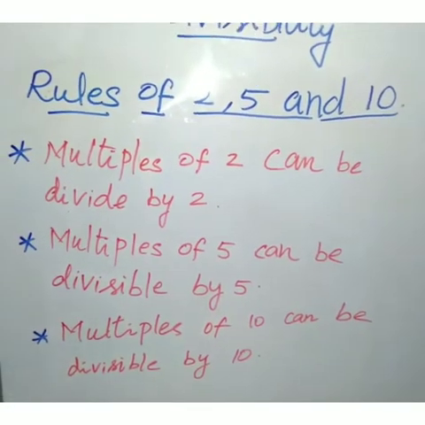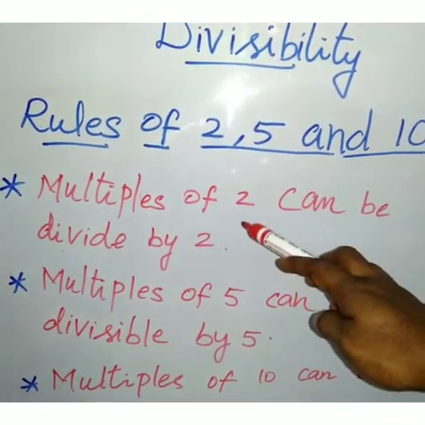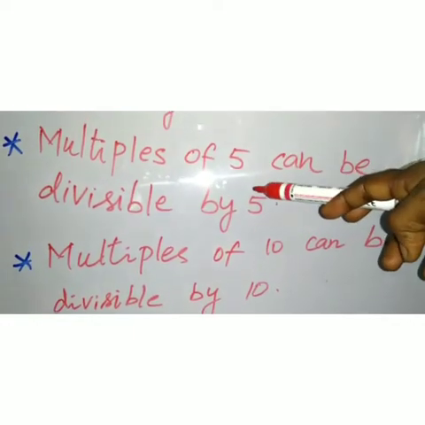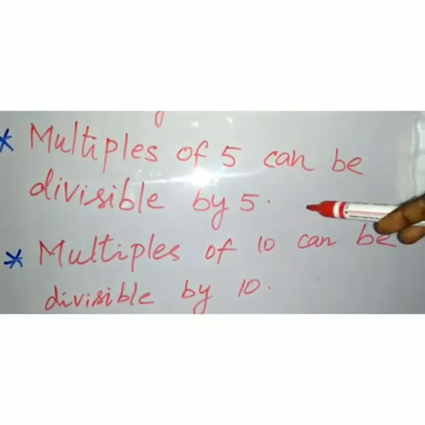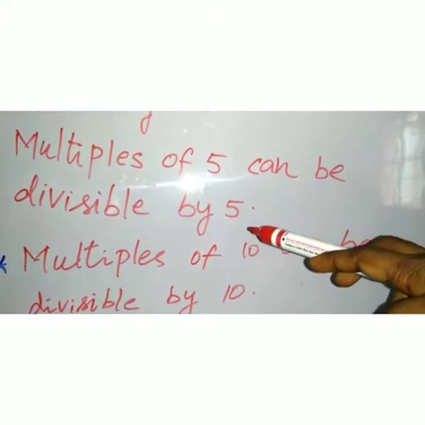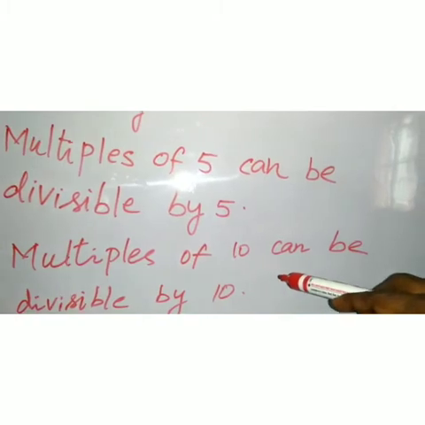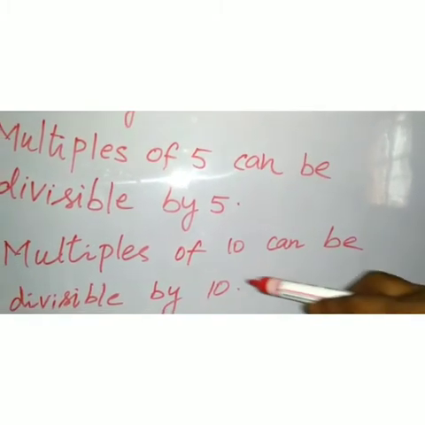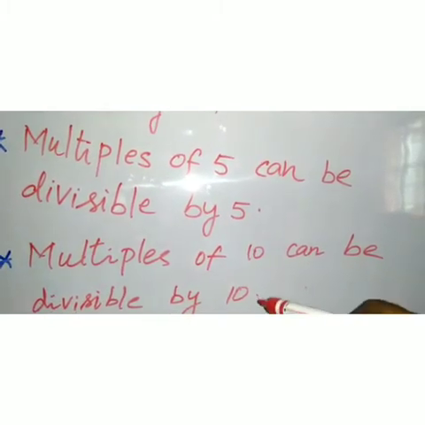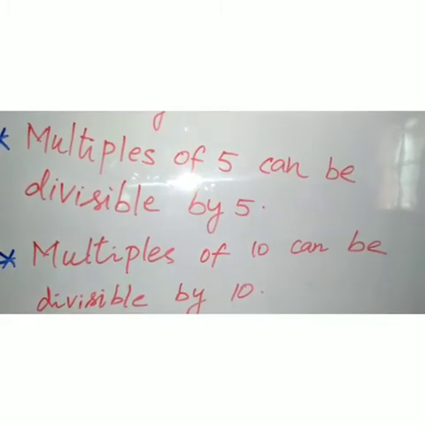First one, multiples of 2. Multiples of 2 means 2 table. You got the answer using the 2 table, right? Those values will be divided by 2. Next one, multiples of 5 can be divisible by 5. The answers you got from the multiplication table of 5, those values will be divided by 5. Then next one, multiples of 10 can be divisible by 10. While doing the multiplication table, you got the answer of multiples of 10. Those values will be divided by 10. If you are thorough in multiplication tables of 2, 5 and 10, it is easier to find the divisibility of the given number. Okay children.